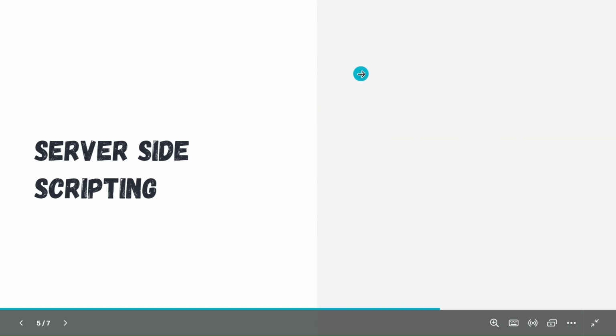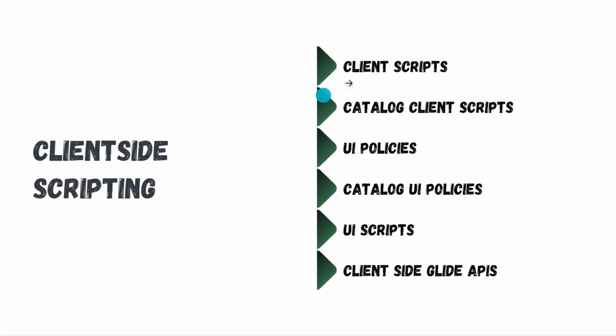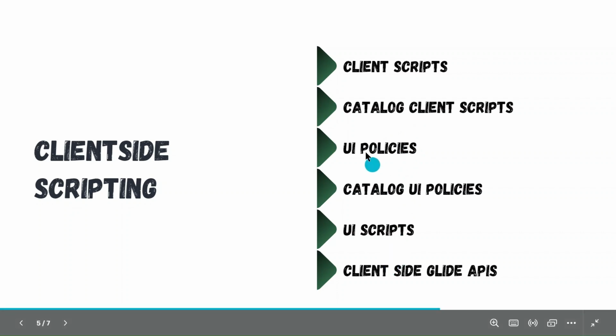Then in client-side scripting we'll go through client scripts and catalog client scripts. Basically these two are the same. Client scripts are written on any table and catalog client scripts are written on catalog items. Then we'll go through UI policies, catalog UI policies, UI scripts, and then client-side Glide APIs.